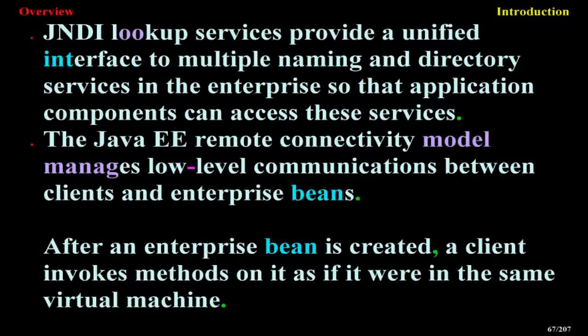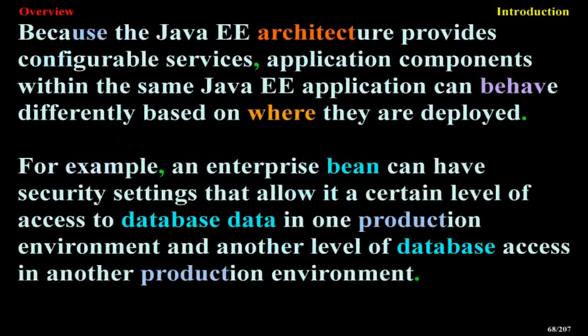After an Enterprise Bean is created, a client invokes methods on it as if it were in the same virtual machine. Because the Java EE architecture provides configurable services, application components within the same Java EE application can behave differently based on where they are deployed. For example, an Enterprise Bean can have security settings that allow it a certain level of access to database data in one production environment and another level of database access in another production environment.